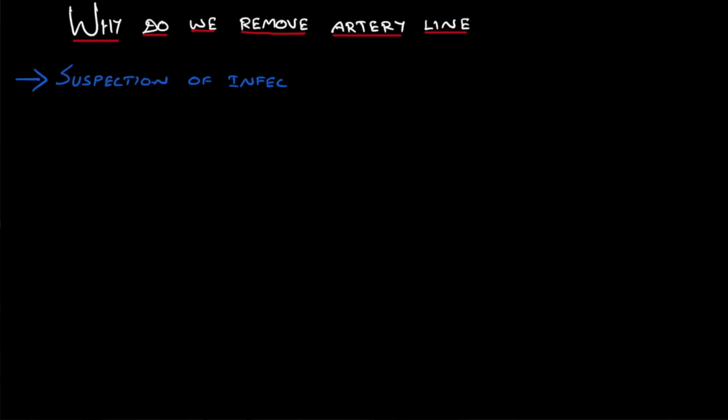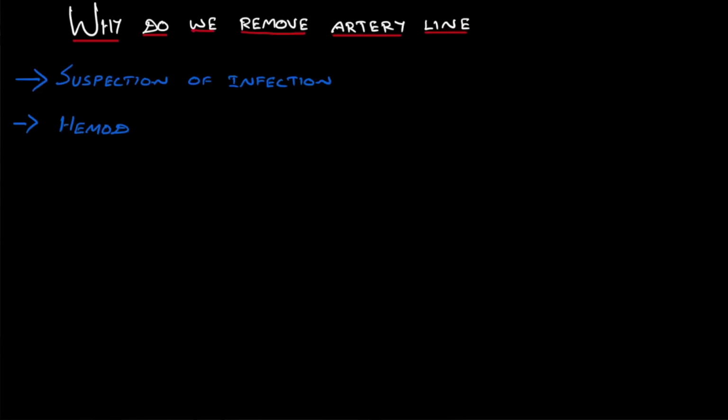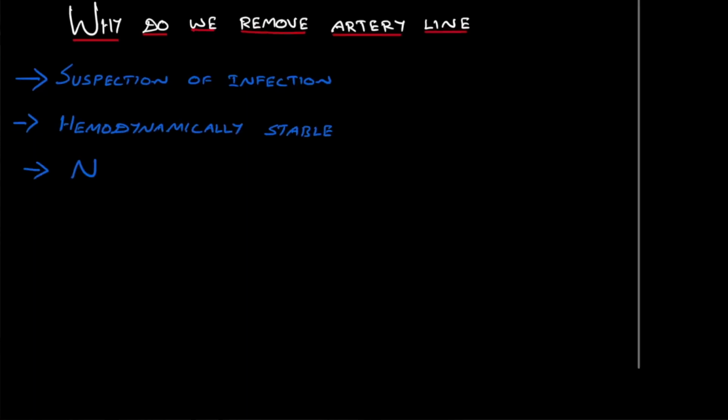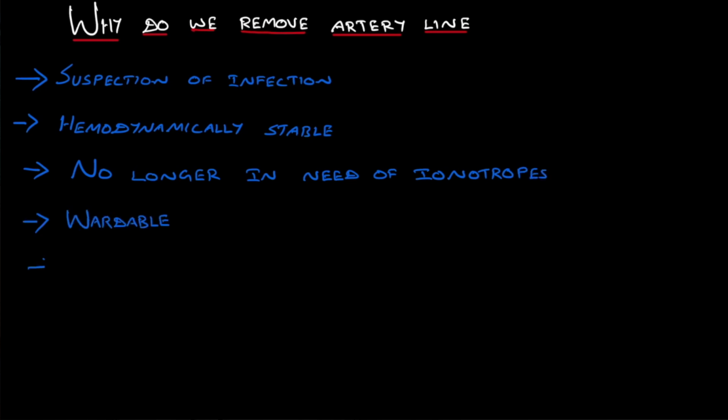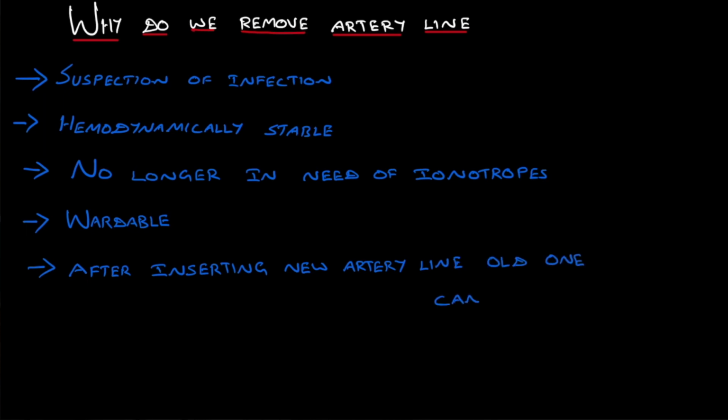Next question now is, why do we remove the arterial line? When there is a suspicion of infection, when we do not need the arterial line anymore. For example, when the patient is hemodynamically stable, when the patient is no longer in need of any inotrope, when the patient is ready to go to the ward. We remove the arterial line even if it is not working, or if it got kinked. After changing to a new line, the old arterial line can be removed.